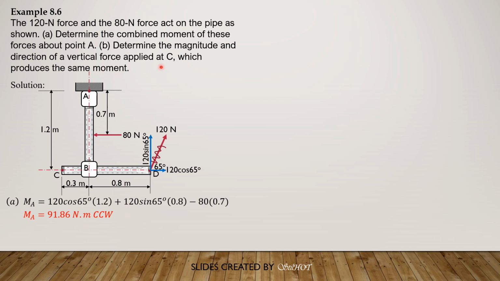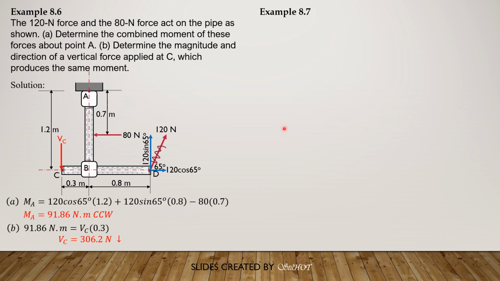Then for part B, for the vertical force to have counterclockwise moment about A, it should be downward and vertical. So from the figure, we equate 91.86 counterclockwise to V sub C times 0.3, because that's also counterclockwise. Solving for V sub C, the vertical force at C is 306.2 newtons downward.